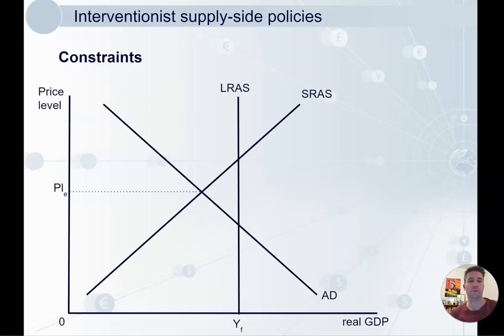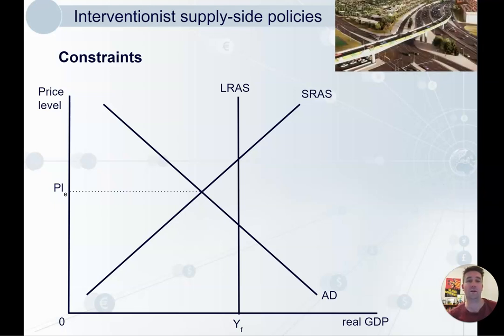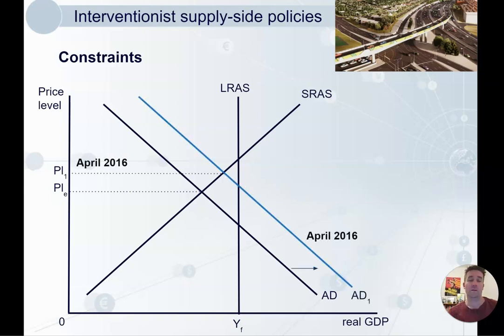But let's look at some constraints. There's no perfect policy. That's what I've said quite a lot. No such thing as a perfect economic policy. So what's going to happen here? April 2016, this is when this building started on the Darlington interchange, all of that. So we get an increase in government spending there, April 2016.